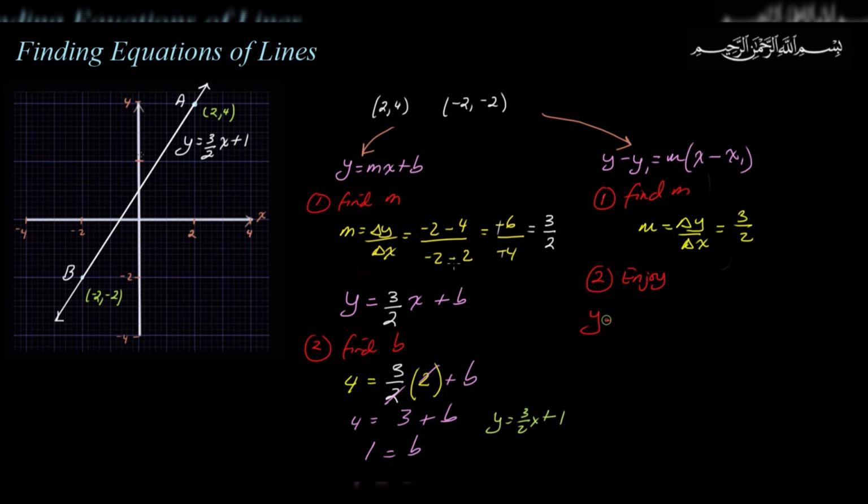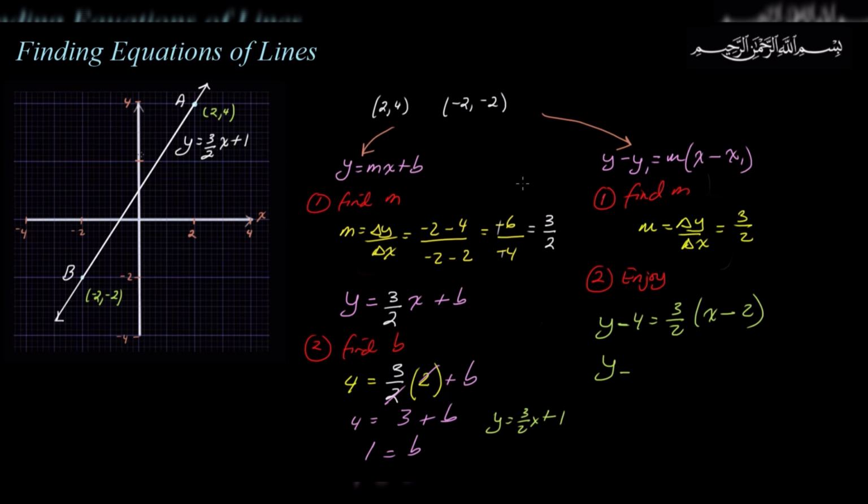So y minus y1, which is 4, is equal to the slope times x minus x1, which is 2. I use that point. If I use this point instead of the other point, it would be the same. It's the same line, but a different equation for the same line.